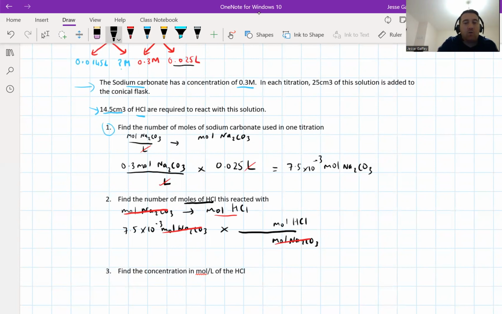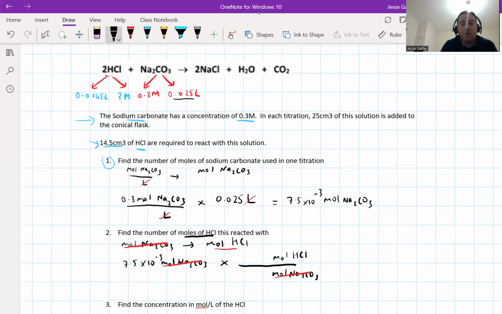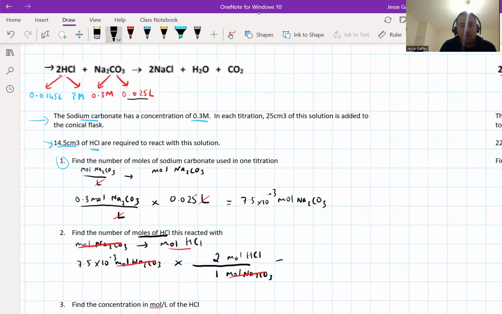Okay, so from my equation, what do I know about the relationship between moles of HCl and moles of Na2CO3? As you can see here, there's 2 moles of HCl for every 1 mole of Na2CO3. So 2 HCl, 1 Na2CO3. Pause the video now and work out the number of moles of HCl. As you can see, it's just times by 2, so the number should be getting bigger here. 7.5 times 10 to the minus 3, multiplied by 2. The answer I'm getting here is 0.015 moles of HCl.